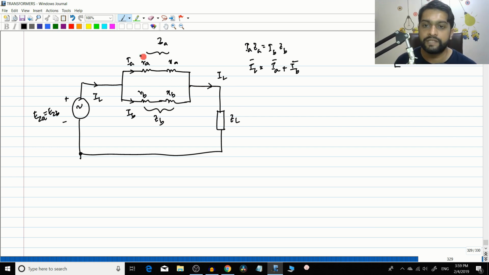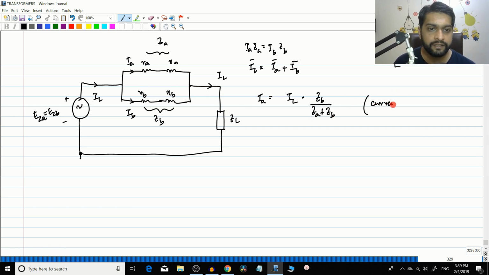Now let us use the current division rule for this particular circuit. We can use the current division rule to find the value of IA. This is a simple parallel circuit, and if you remember your course on engineering circuit analysis, we can easily find the IA and IB values using the IL value by the current division rule. So IA will be equal to how much? The total current IL multiplied by the impedance of the other branch, ZB, divided by the total impedance, ZA plus ZB. This is the simple current division rule.